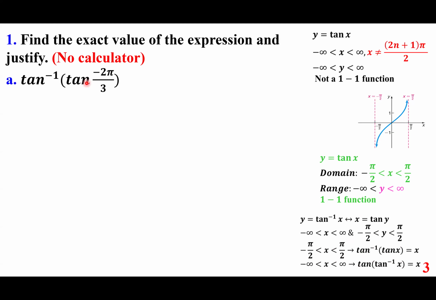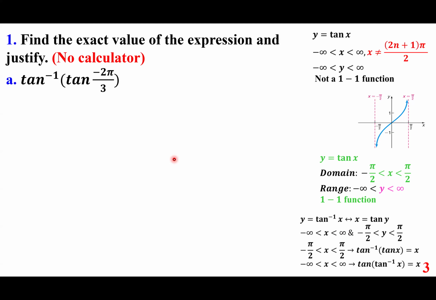And so because this is tan of x, can we go with negative 2 pi over 3? The answer is no, because it's not between negative pi over 2 and pi over 2. Instead, we can figure it out. It's easy to do that because it's negative 2 pi over 3.